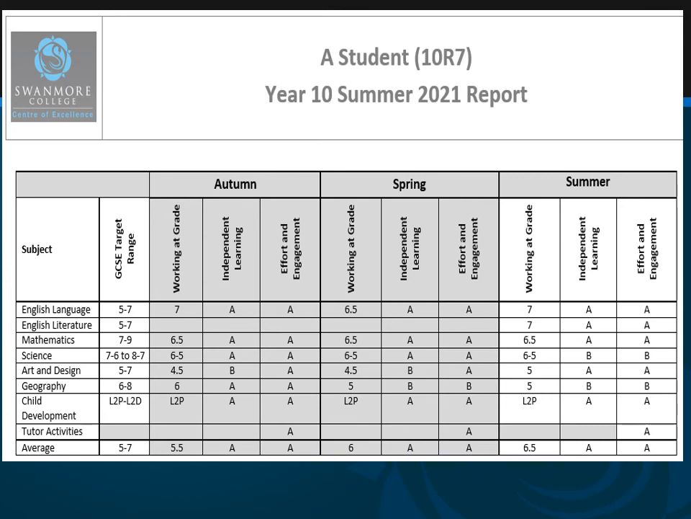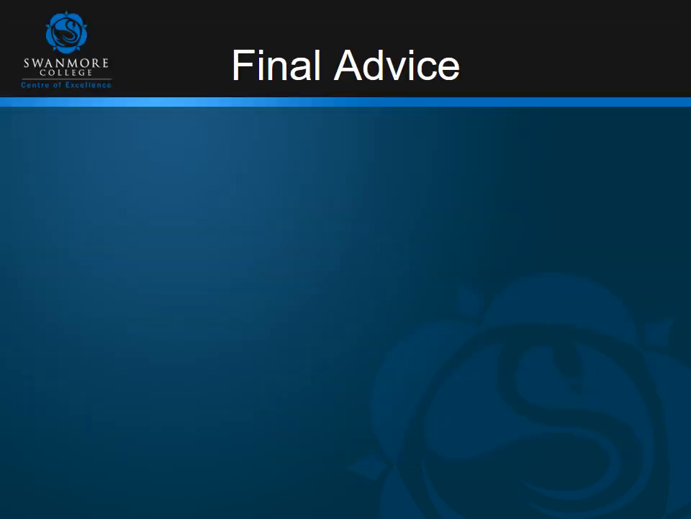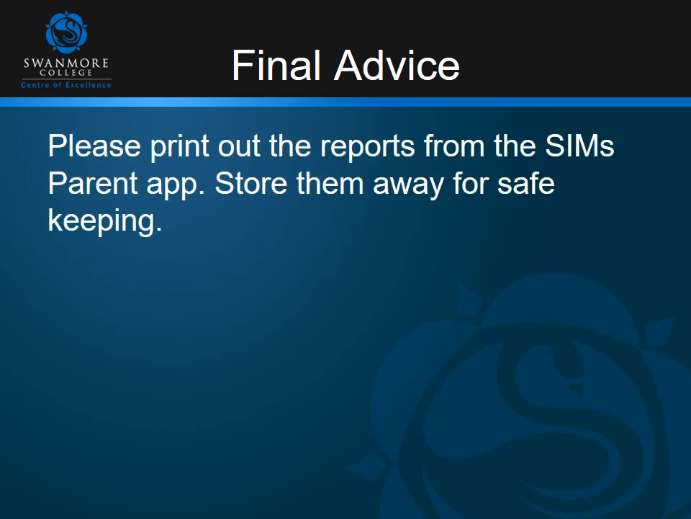So that pretty much summarises how the reports work. By all means, ask for further information or ask for clarification should you need it. Final advice is this. First of all, please print or download the reports from the Sims Parent app. They won't stay there forever, and it's always good to have them stored away for future reference if you want to have a look at them.